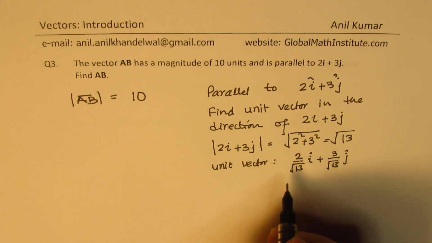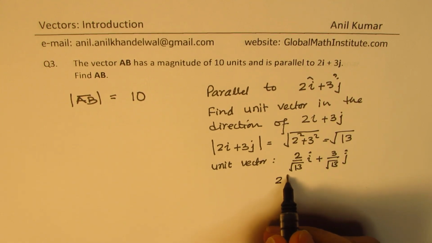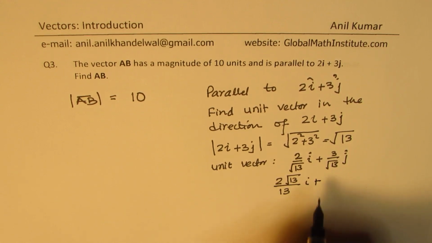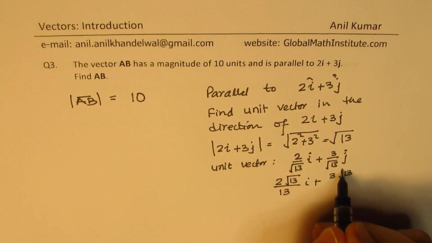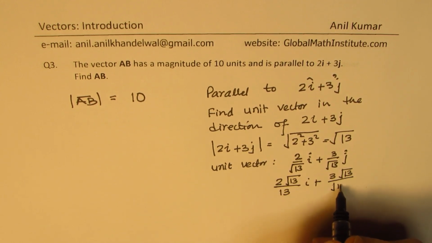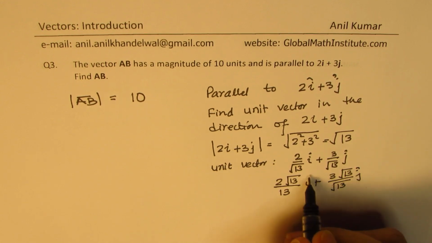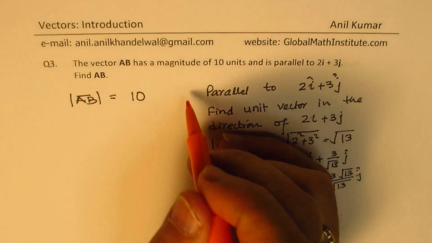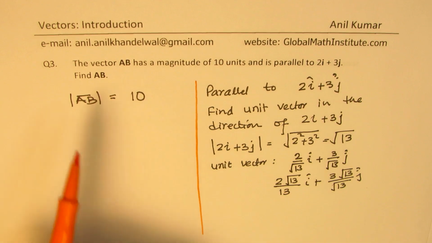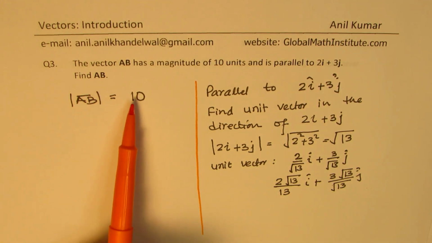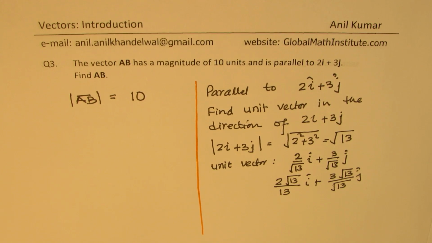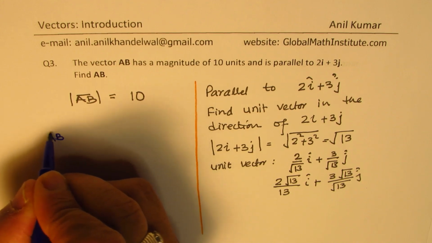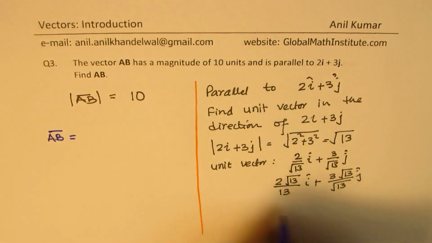Now it is a common practice to rationalize, right? So we'll normally write this as 2 square root 13 over 13 i plus 3 square root 13 over 13 j. You need to rationalize, especially in the test. So that becomes your unit vector. Now I think the question is simpler. We need to find the vector AB, whose magnitude is 10, and that is the direction. So clearly, the vector AB will be equal to 10 times this vector.